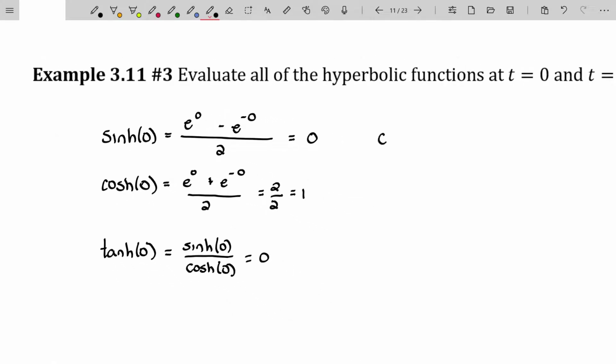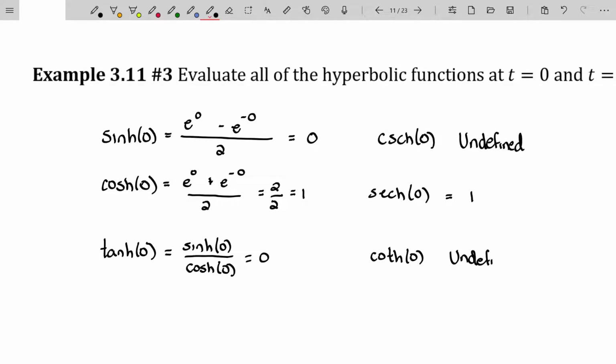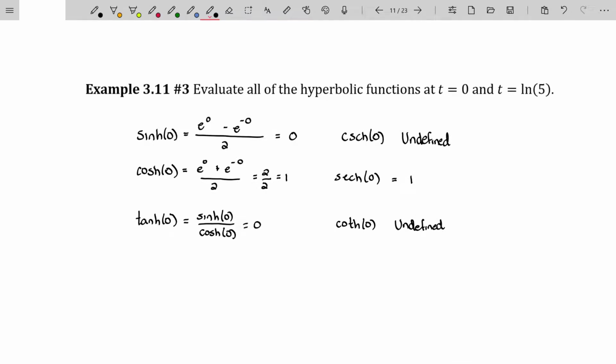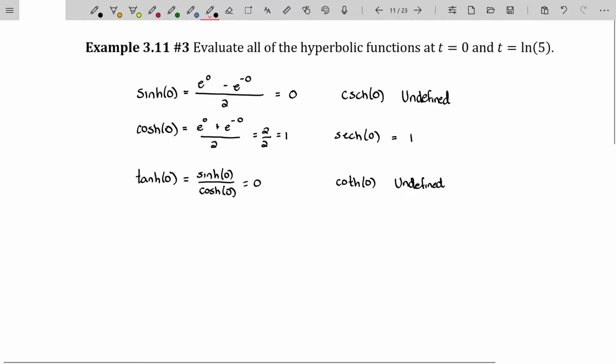And now we have our reciprocal functions. So the cosech of 0 is undefined because it'd be something over 0. So we know that's undefined. And the sech of 0 is the reciprocal of the cosh, so that'll be 1. And the coth of 0 is the reciprocal of the tanh, and so that's undefined. So you still have undefined hyperbolic functions, just like you have undefined trigonometric functions. And let's go ahead and do one last one, the natural log of 5.